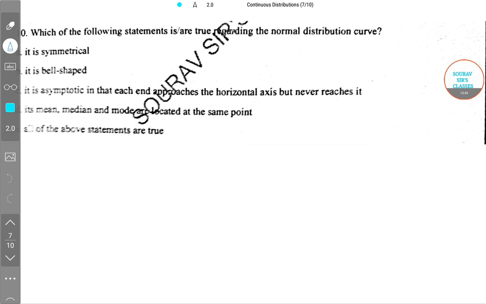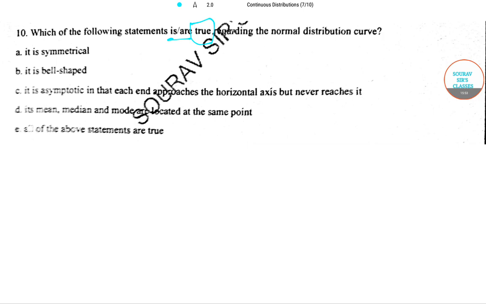Moving on to the next question. Which of the following statements are true regarding the normal distribution curve? So once again let us draw the normal distribution curve.